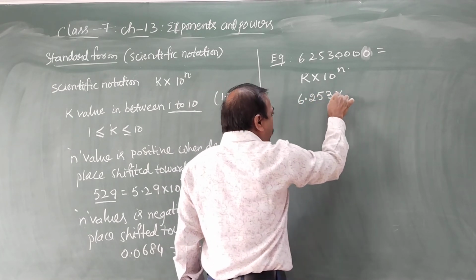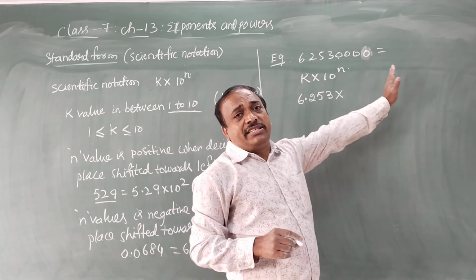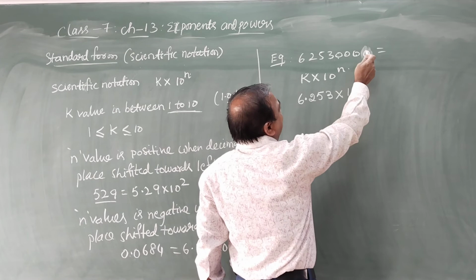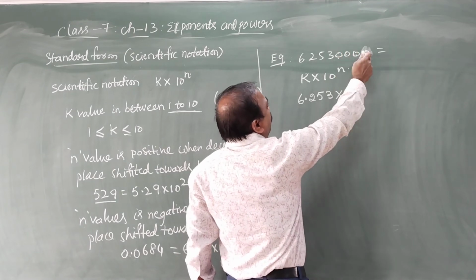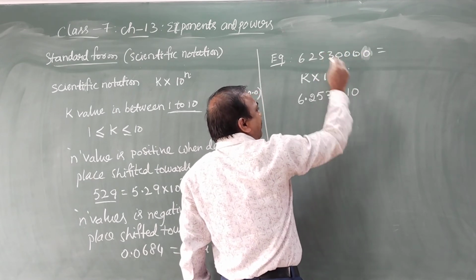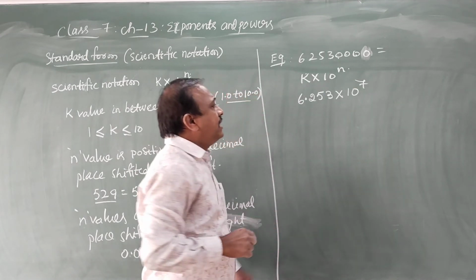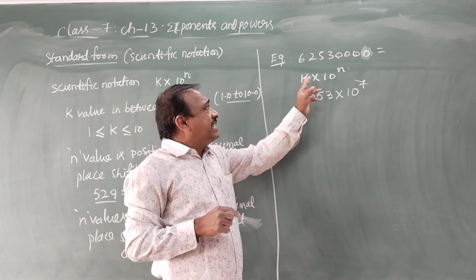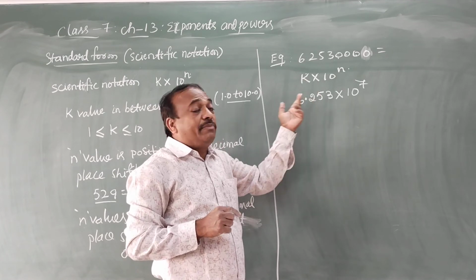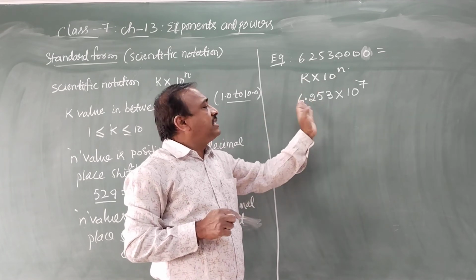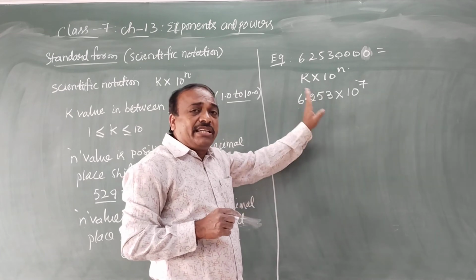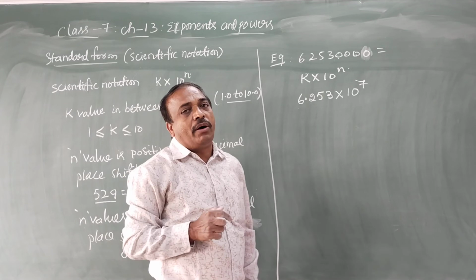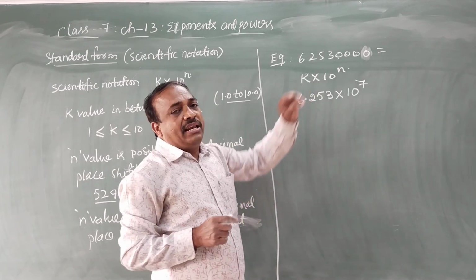6.253 into, because at the end all zeros are there, we need not write them. Into how many places did I move towards this side? 1, 2, 3, 4, 5, 6, 7. So 10 to the power 7. So the k value, 6.253, is in between 1 to 10, and on the left side it is only one digit, that is 6. This is called the standard form of the given number.